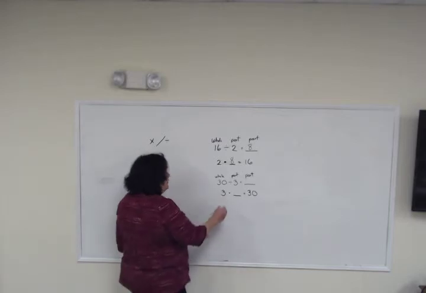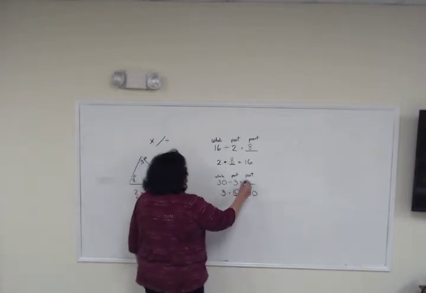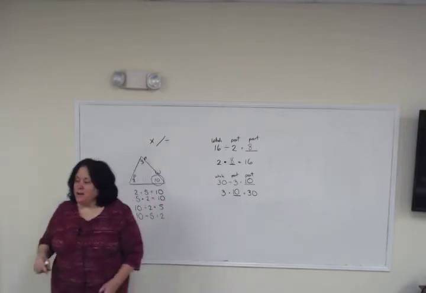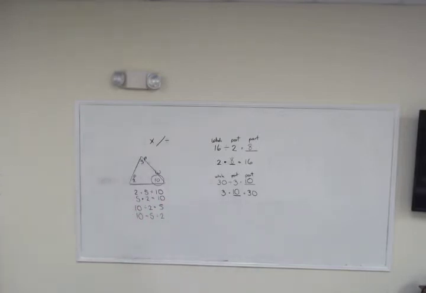3 times what equals 30? 10. That's right. 3 tens is 30. And so 30 divided by 3 is 10. You had a question? Or you knew that answer? You can do the next one, okay?